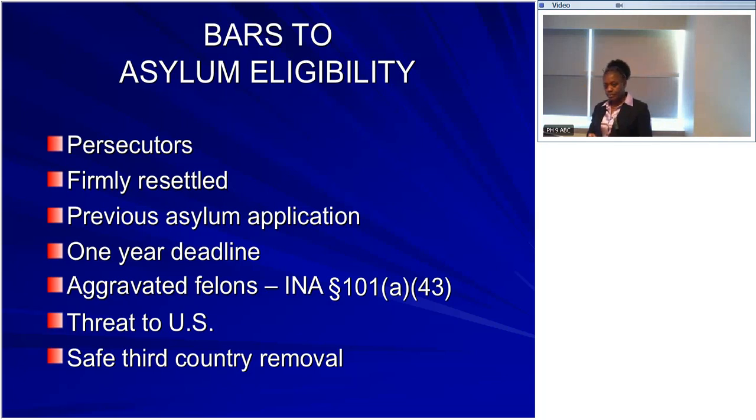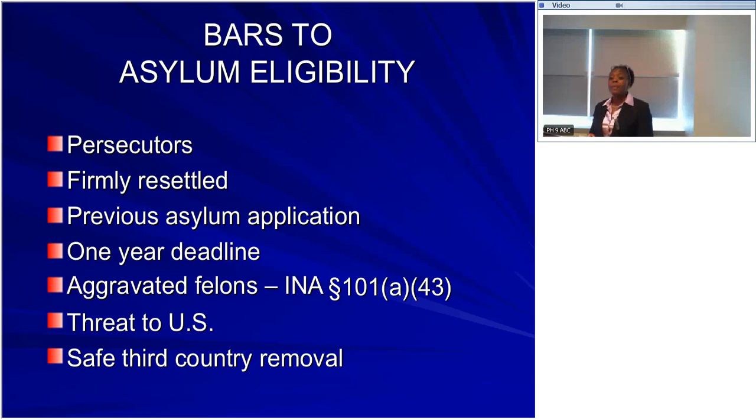To make the point that the U.S. actually resettles refugees from those camps and from that country. So it sort of supports the idea that the person was not firmly resettled there.